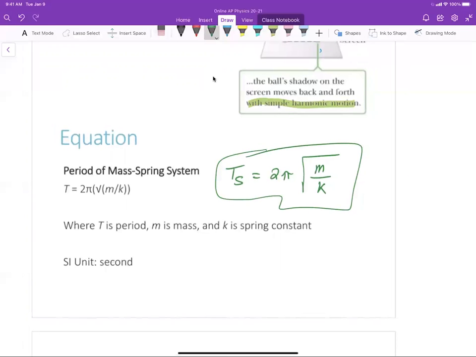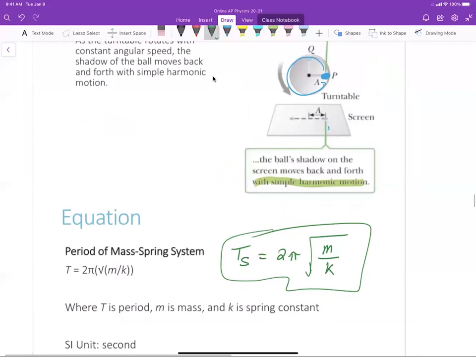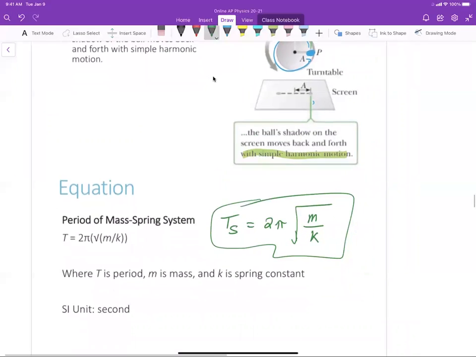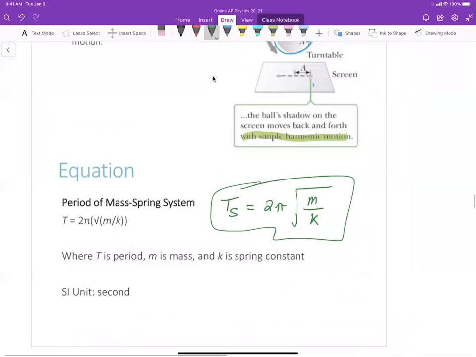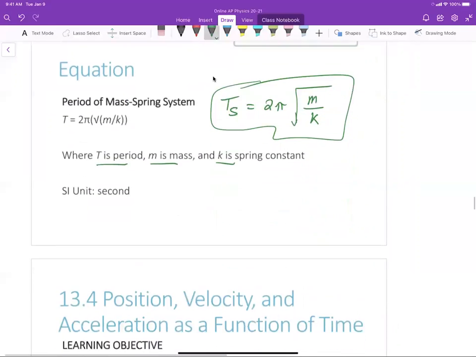So we did that lab without really understanding where that equation came from, but now we have a better understanding that it is because there is a relationship between simple harmonic motion and uniform circular motion, okay? And so we know what a period is, which is the time in seconds for one cycle. Mass is in kilograms, and the K constant is newtons over meters.